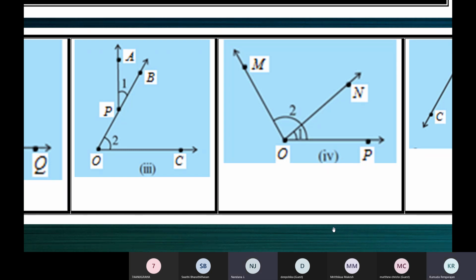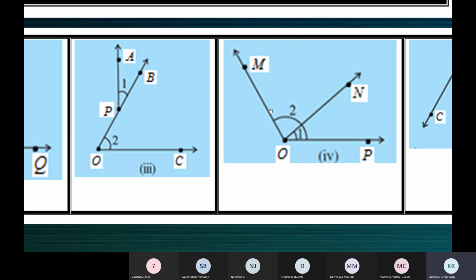Yes, children. Not Swati. Nandana. Which are the arms of angle 1? Ma'am, ON and OP. ON is one ray. OP is another ray. Between these two rays only you have angle 1. ON and OP. These are the arms of angle 1.